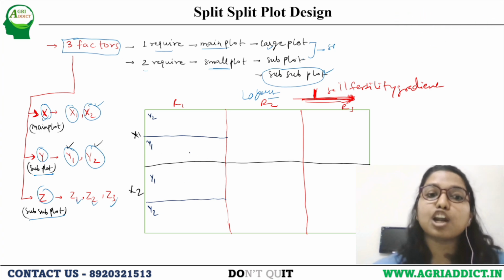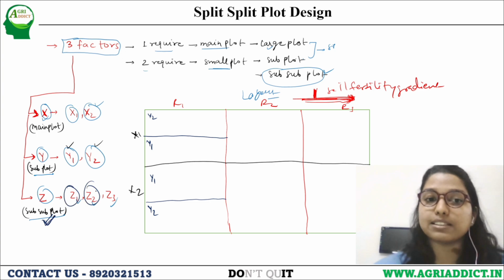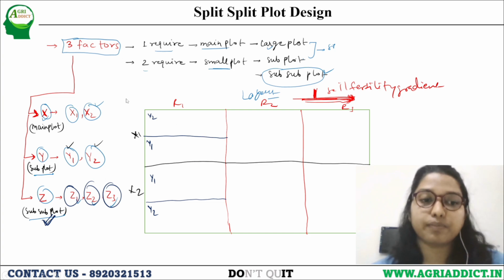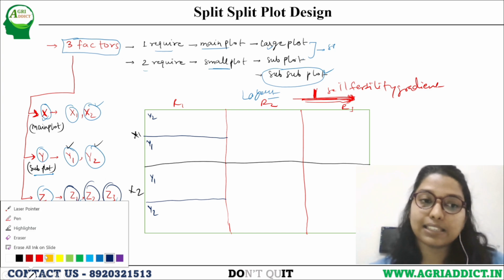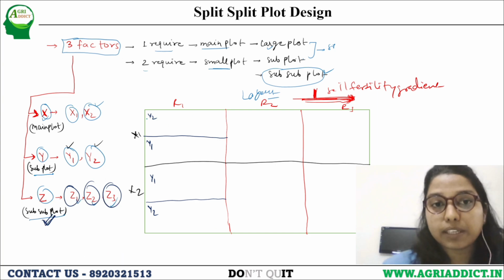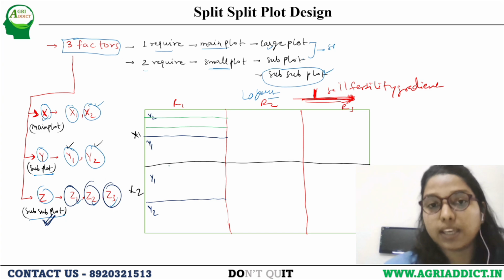So this is done. Now we have to allot this subplot factor. It is having 3 levels, z1, z2 and z3. So this subplot we have to divide into 3 parts. Let me change the color so that you can easily get an idea. This green color. Now this will be divided into further 3 parts: 1, 2 and 3. Similarly 1, 2 and 3, here also 1, 2 and 3, here also 1, 2 and 3.